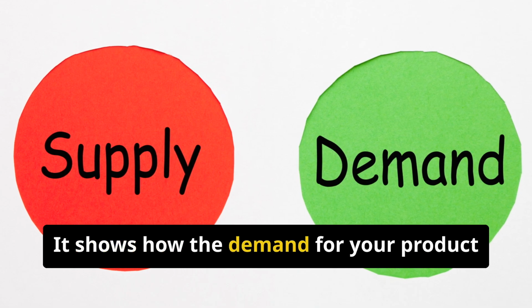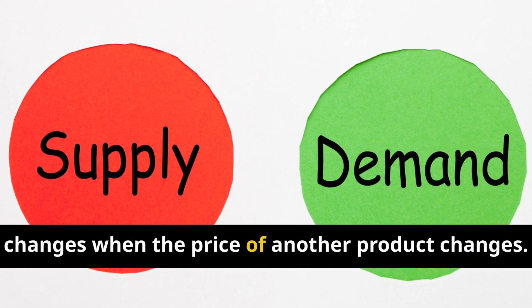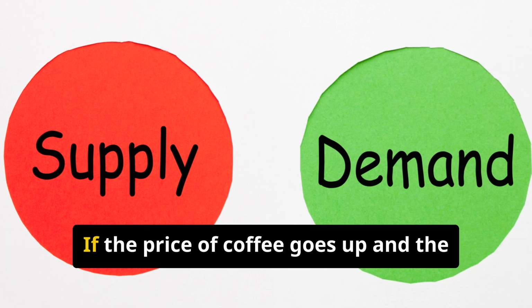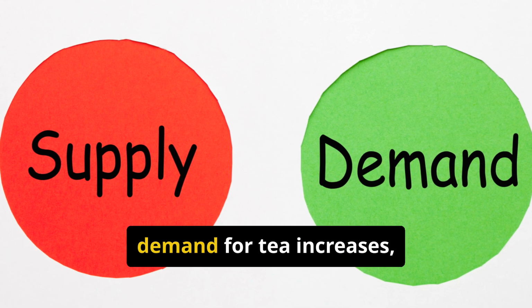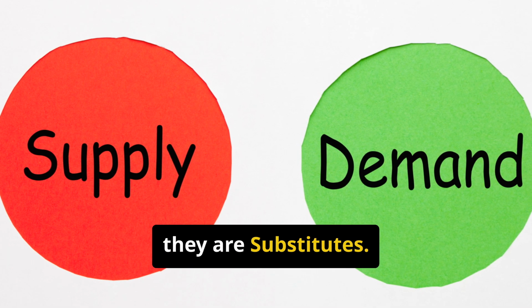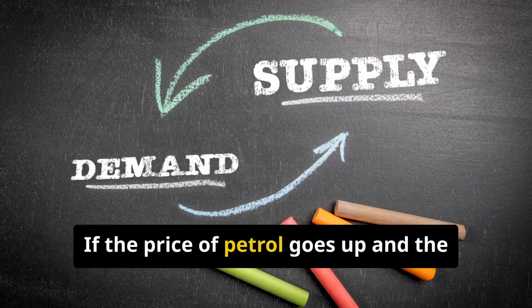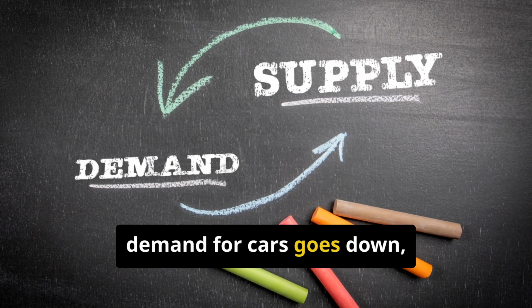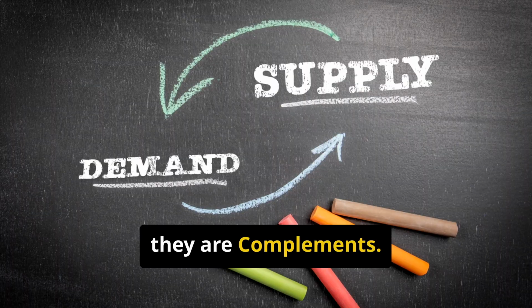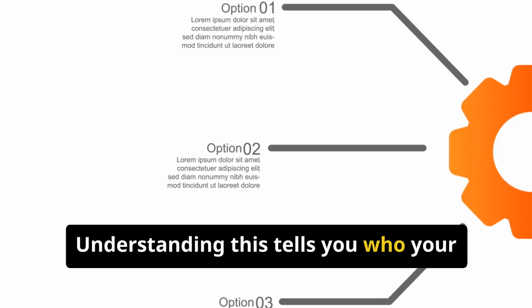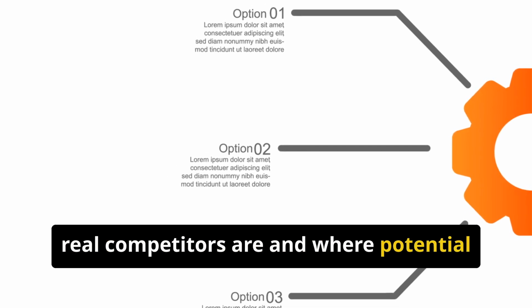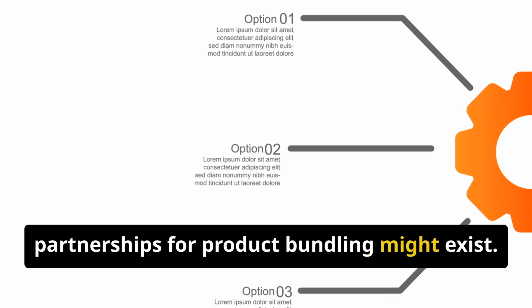Finally, there's cross-demand, which is vital for competitive analysis. It shows how the demand for your product changes when the price of another product changes. If the price of coffee goes up and the demand for tea increases, they are substitutes. If the price of petrol goes up and the demand for cars goes down, they are complements. Understanding this tells you who your real competitors are and where potential partnerships for product bundling might exist.